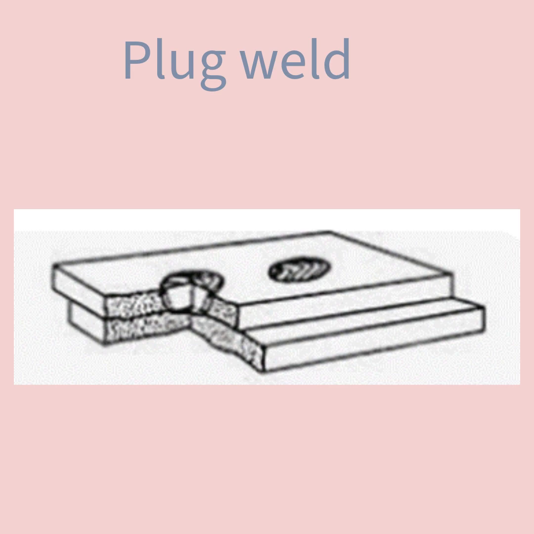It is a weld made by filling a hole in one component of a workpiece with filler metal so as to join it to the surface of an overlapping component exposed through the hole. The hole can be circular or oval. Now let us see different types of welds and their main features.